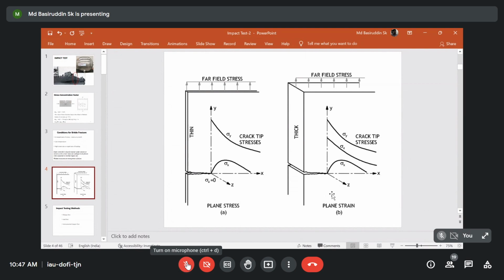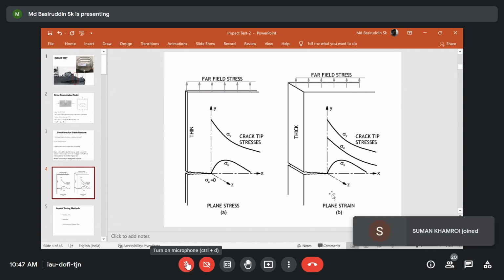So fracture stress will be preceded by the yield strength values. That means before reaching the fracture stress values, some yielding will happen, then it will reach the fracture stress values, and then the material will fail. Okay, or the fracture will happen.